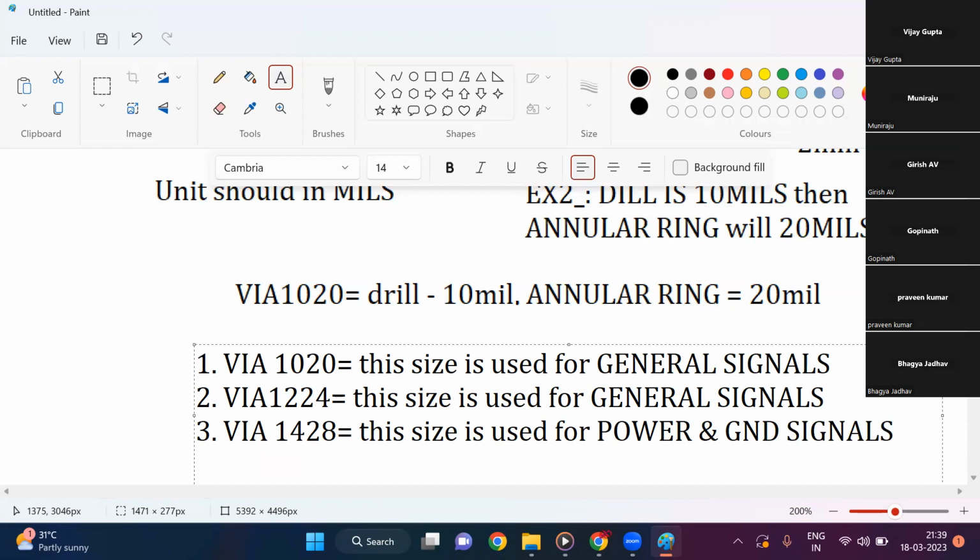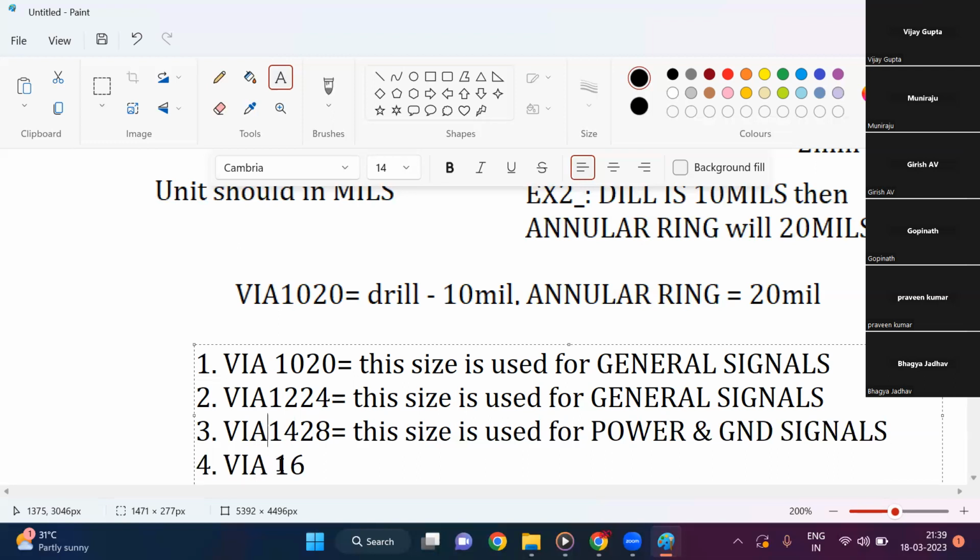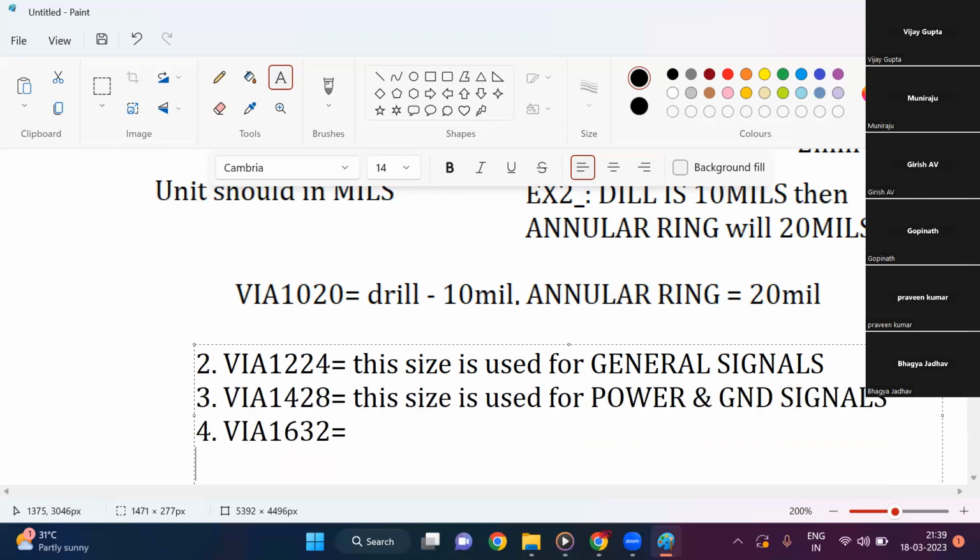Again, the fourth one is coming, via 16. Then space will not be there. Okay, keep in mind space will not be there. You should not maintain the space. Via 16 32. Okay, and one more via, you have the fifth one, via 20 40. Suppose you have a heavy current to pass.